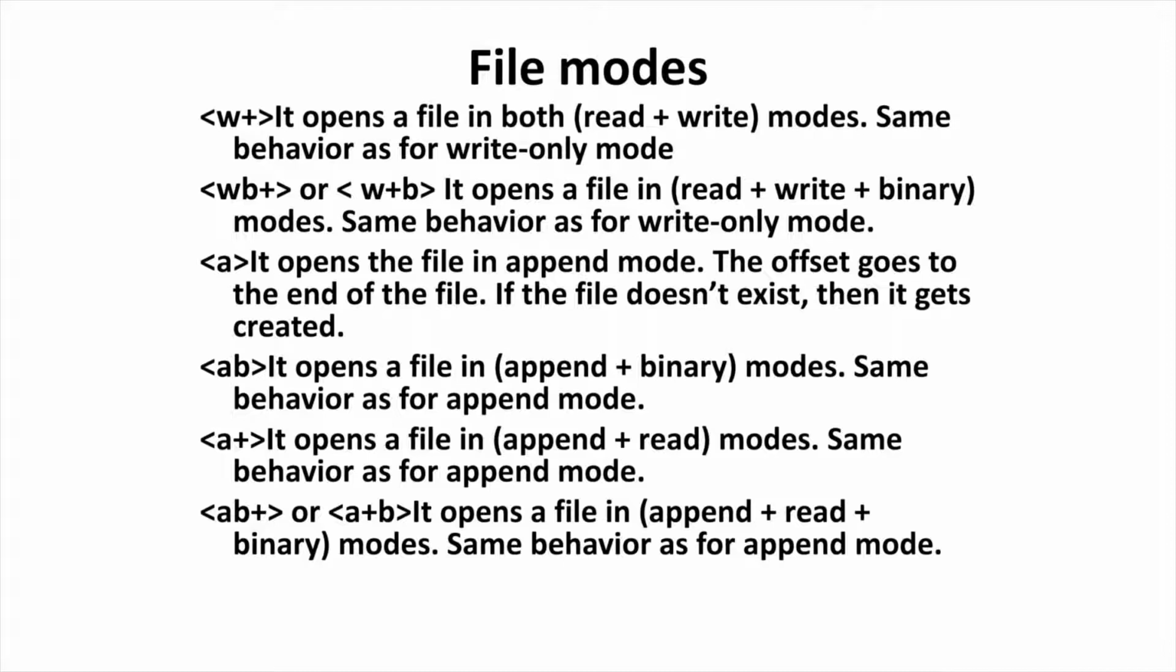Then a, it opens the file in append mode, the offset goes to the end of the file. If the file does not exist, then it gets created. Then ab mode, it opens a file in append and binary modes, same behavior as for append mode. Then a plus, it opens a file in append plus read mode, same behavior as for append mode. Then finally, we have ab plus or a plus b, it opens a file in append, read and binary modes, same behavior as for append mode.